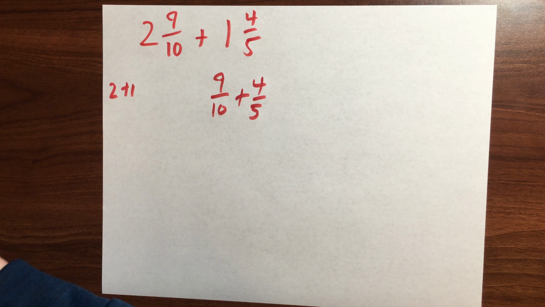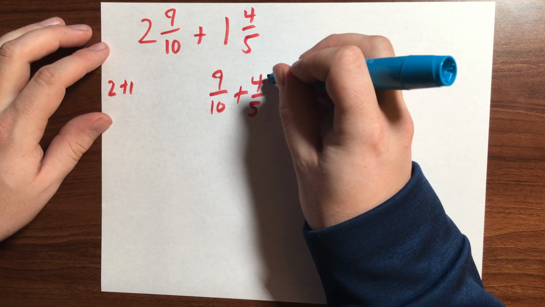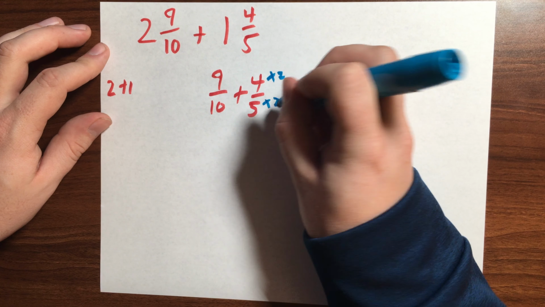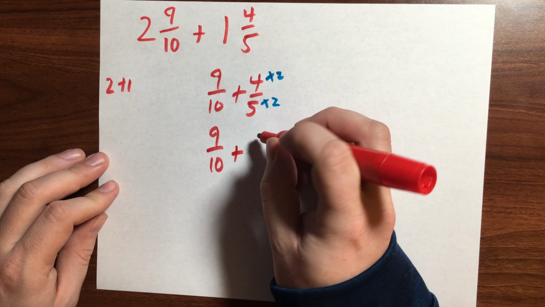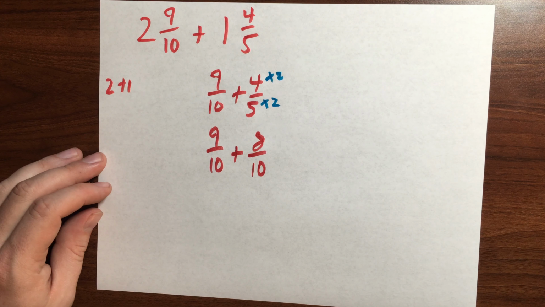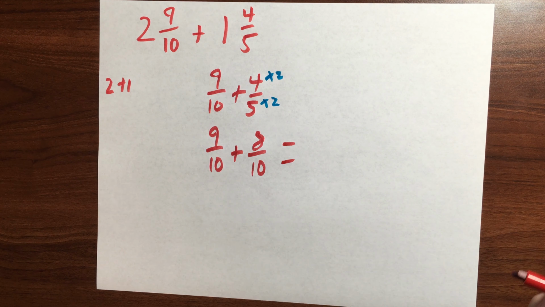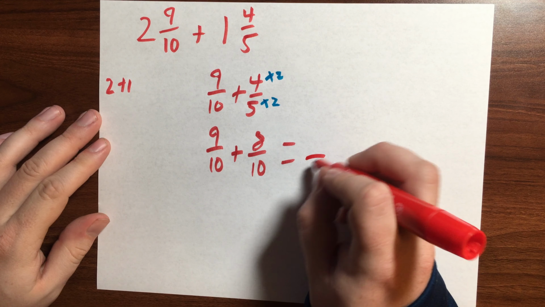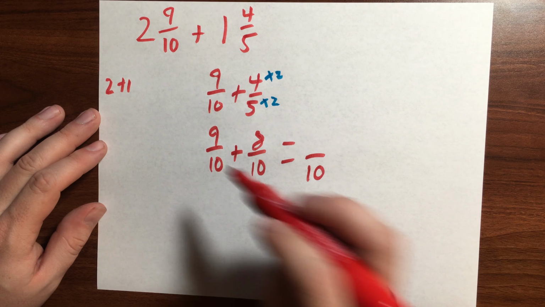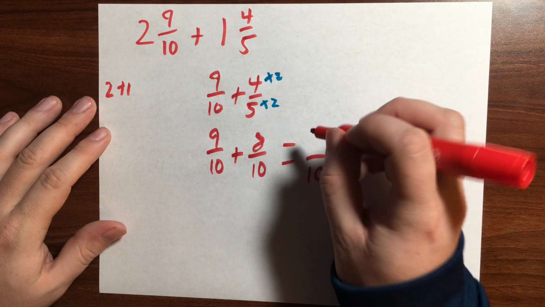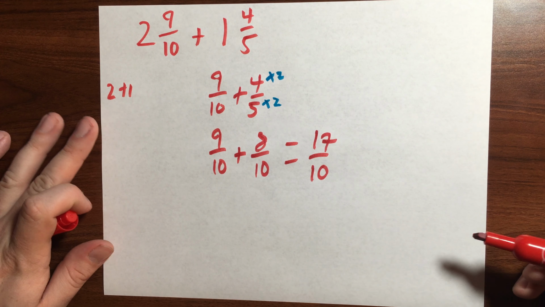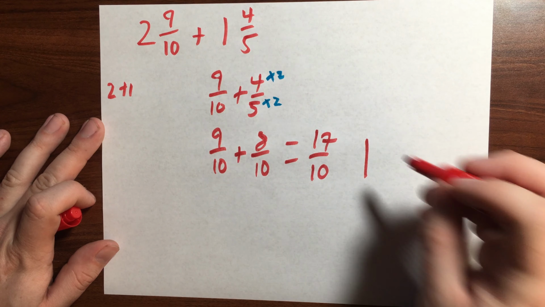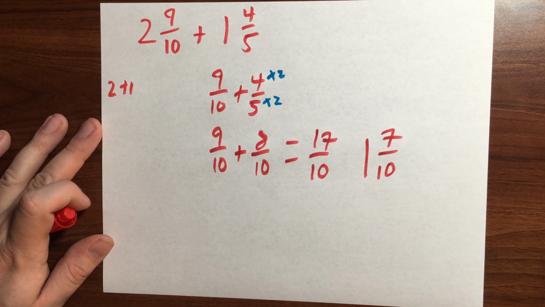We can't add fractions that don't have a common denominator, so we find a common denominator of 10, and we now have 9/10 plus 8/10. Remember, when adding fractions, you only add the numerators and not the denominators, so my denominator stays the same. 9 plus 8 is 17. So I have an improper fraction of 17 over 10. 10 goes into 17 one time, with 7 over 10 remaining.